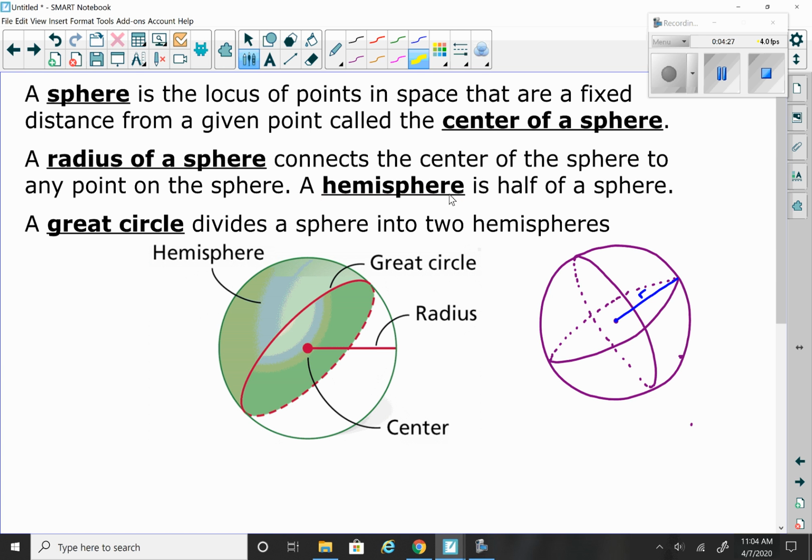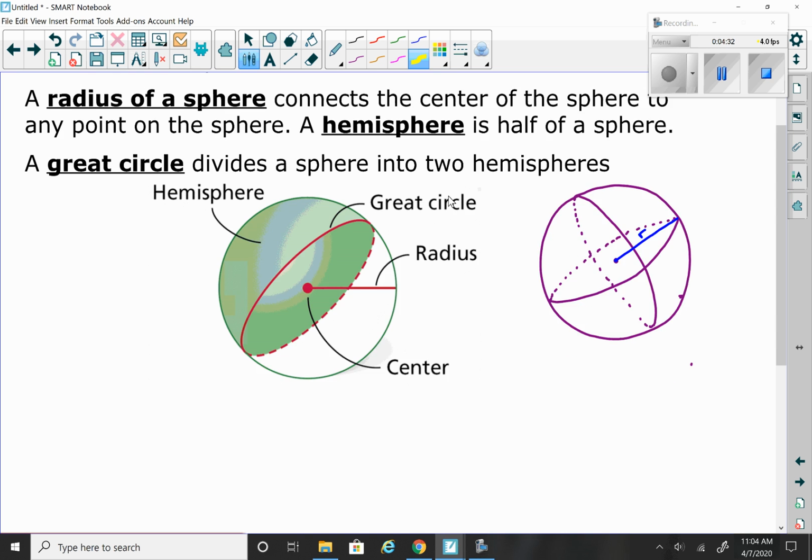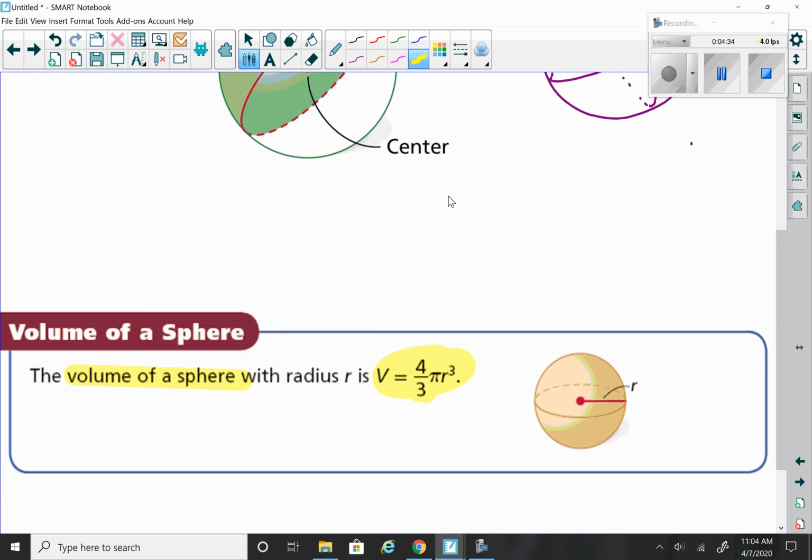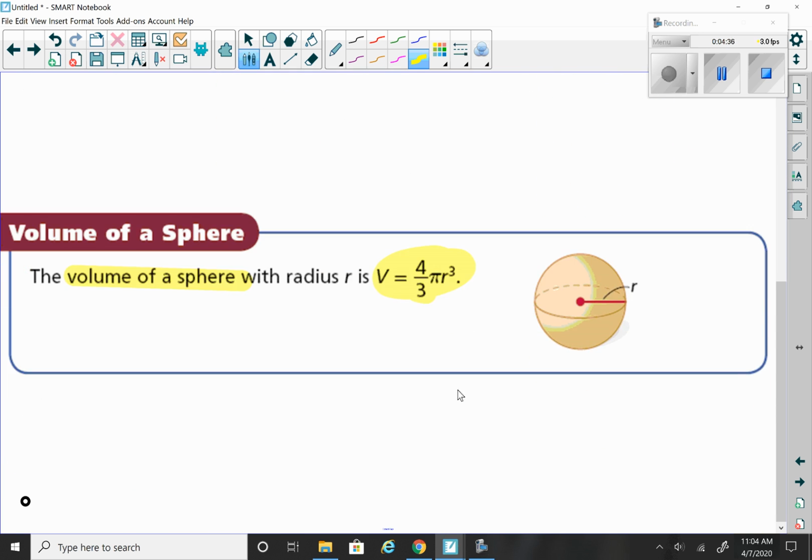We do have a couple of formulas for a sphere. So I'm going to go ahead and start with my first formula, volume of a sphere. The volume of a sphere is 4/3 pi r cubed. Make sure, in addition to drawing your sphere and writing down your definition, make sure you include this formula. The volume of a sphere is 4/3 times pi times the radius cubed.